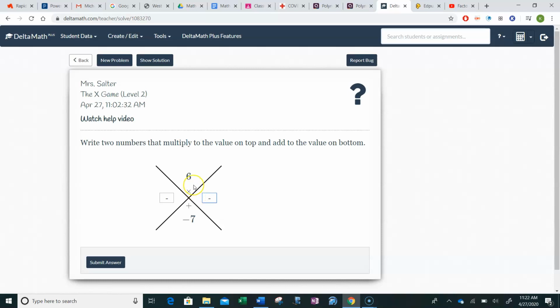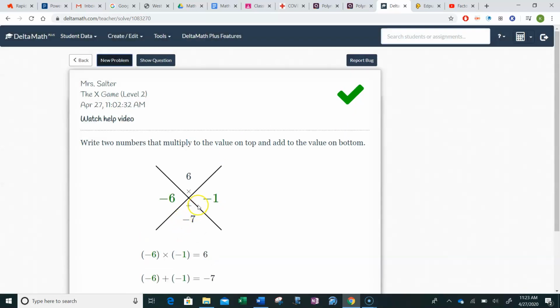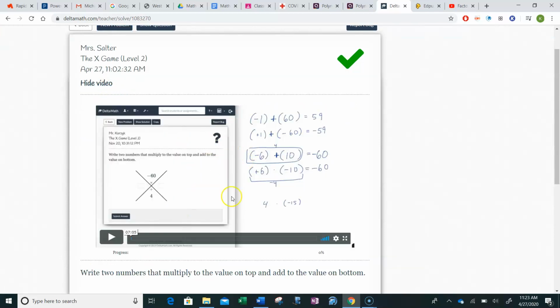Well, our only factors of 6 are 1 and 6 and 2 and 3. So it's going to have to be 1 and 6 if it ends up combining to give us -7. So we put -1, -6, which we can check adds to -7, submit our answer, and it'll tell us we got it correct. Again, if you get stuck, you can watch a little video. It'll show you how to do it. It'll show you how to break it up. But you're going to have a few of those to practice first.